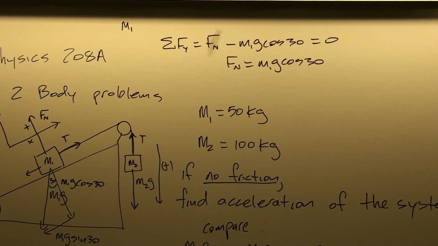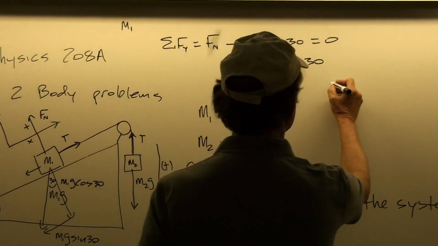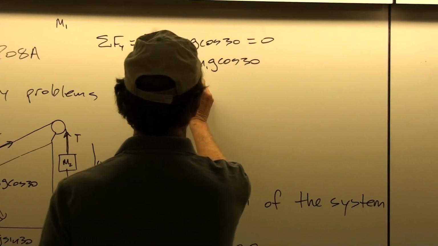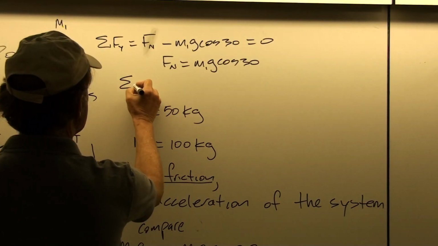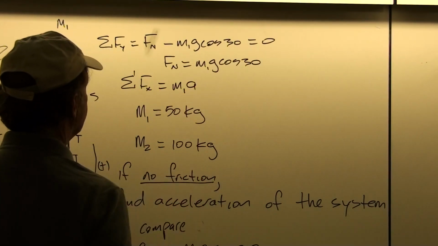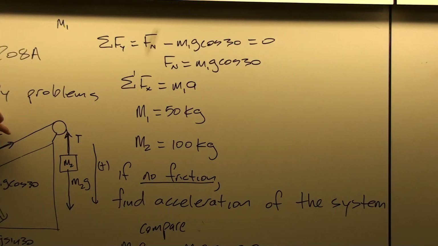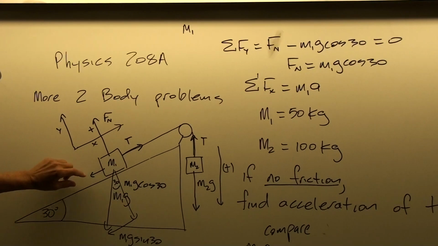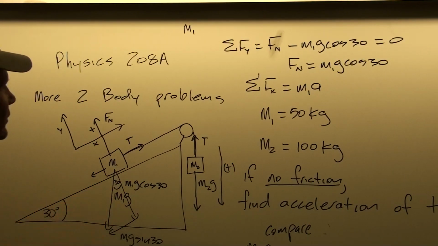Okay, but for the moment, we can say the sum of the x forces acting on M1 is equal to M1a. Okay, so what have we got? On M1, we've got the tension force this way, and M1g sine 30 that way.